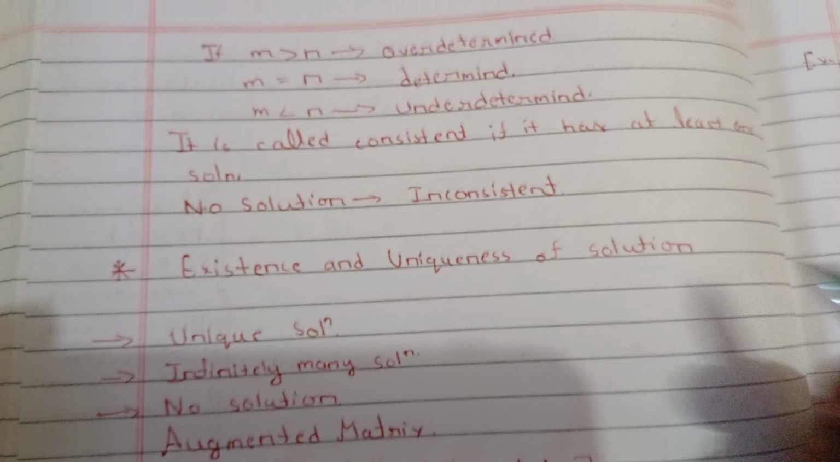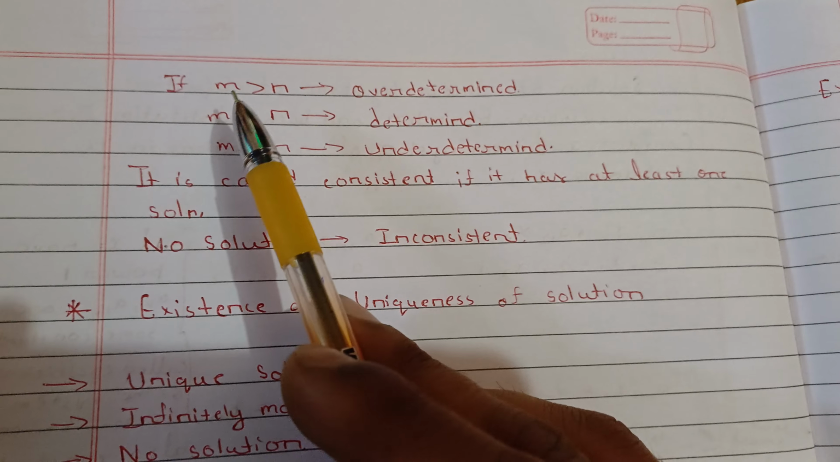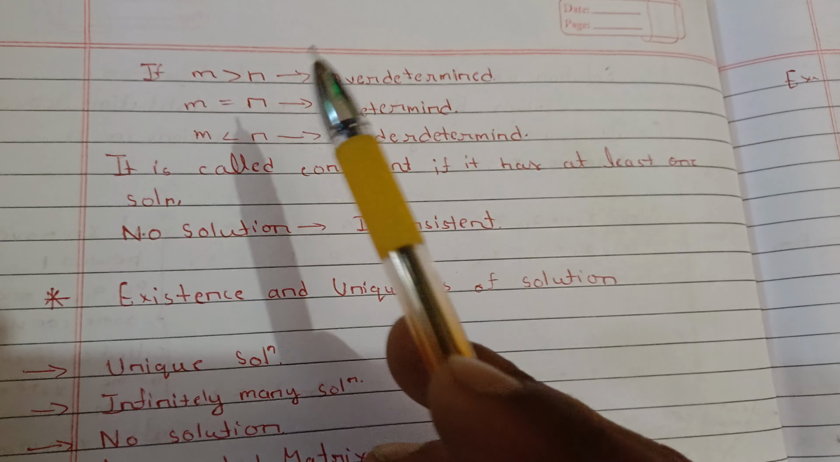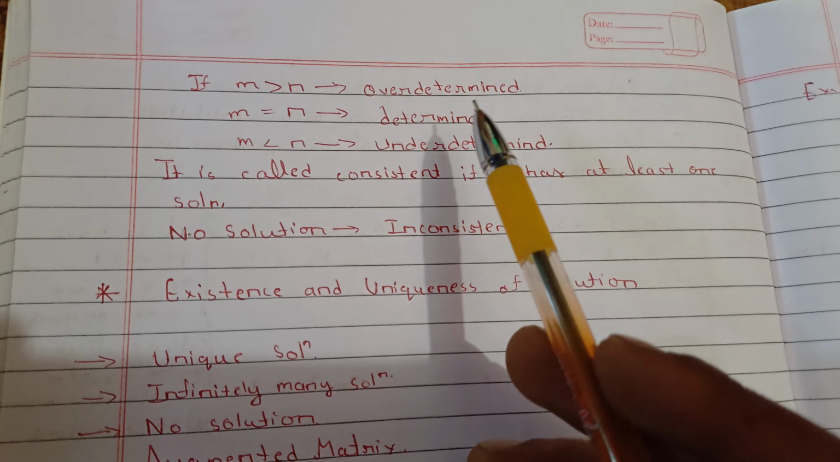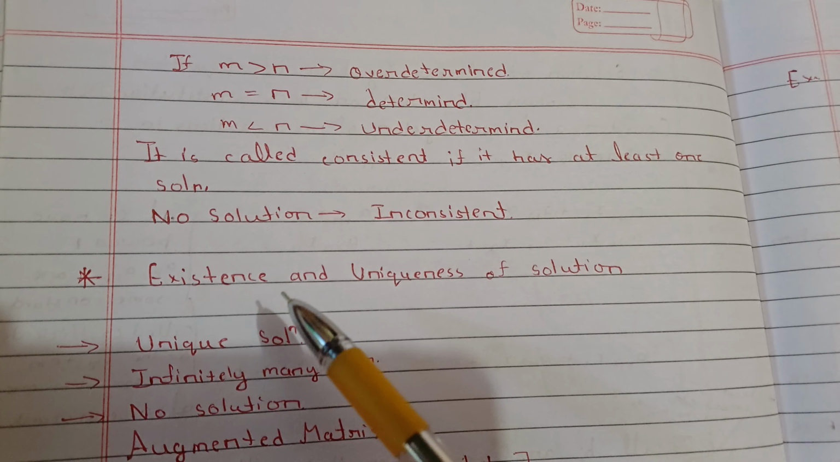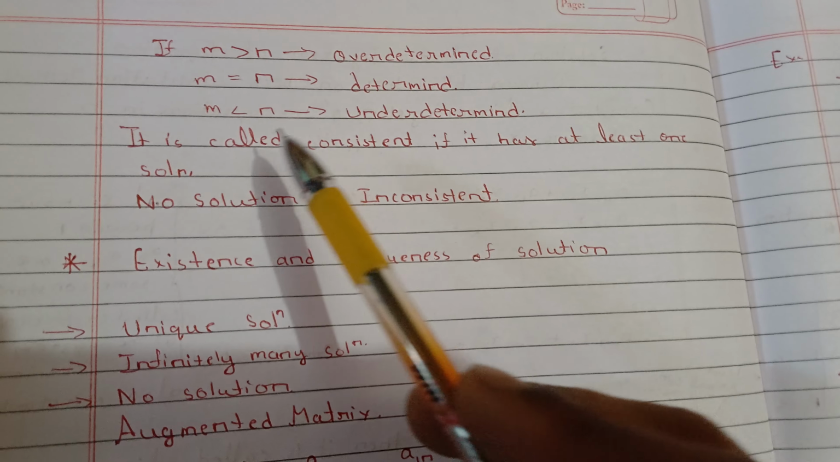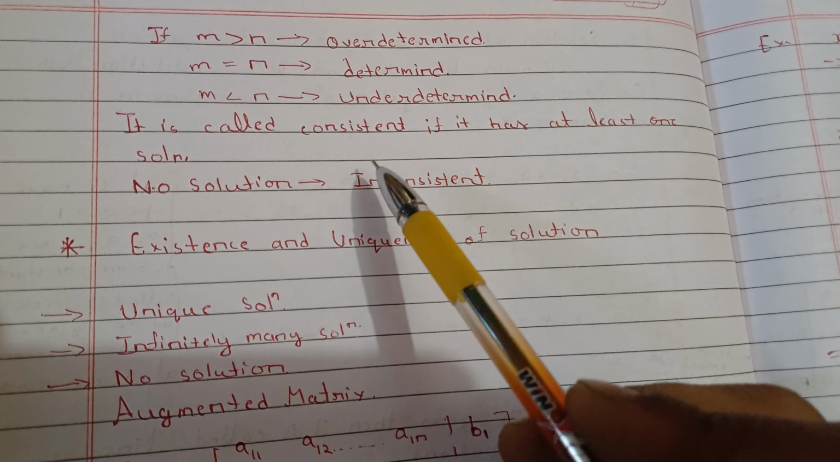Now let's see what the Gauss elimination method is. Before that, we see that there were m equations and n variables. If the equations are more than the number of variables, then we call the system overdetermined. When m equals n, the number of equations equals the number of variables, then we call this system determined. And when the number of equations is less than the number of variables, then the system will be underdetermined.